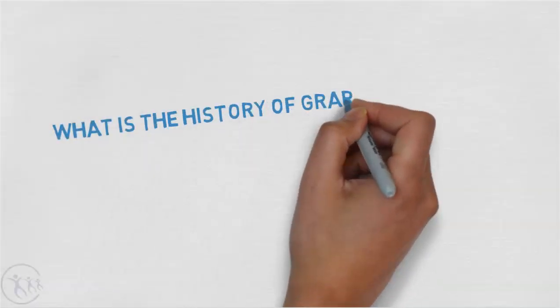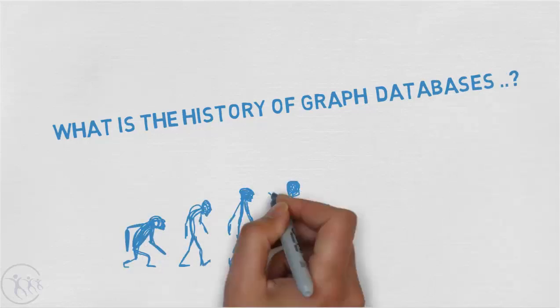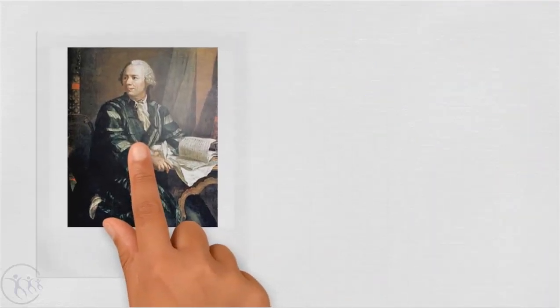Before we start digging into Neo4j and Cypher, it's worth looking at the history of graph databases. So what is the history of graph databases? Well, to answer that question, we need to look at the history of graph theory, which is recorded to have started in the 18th century.